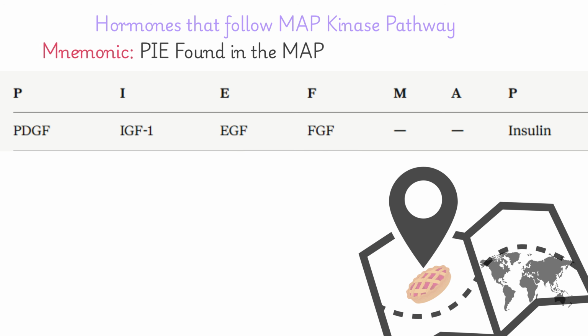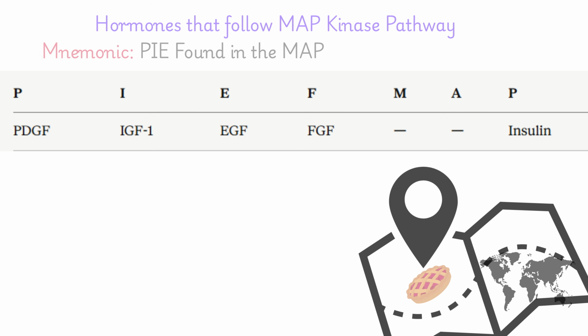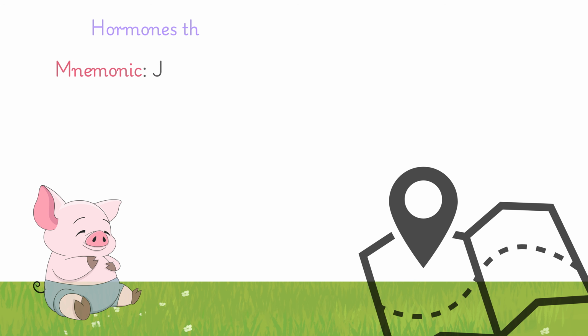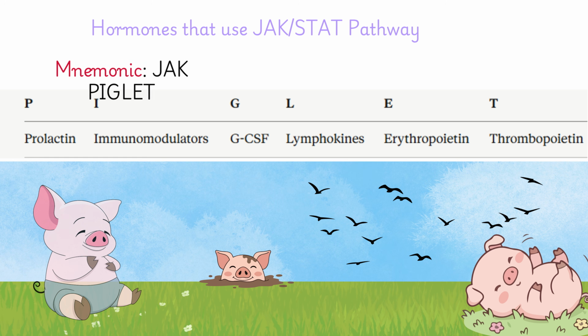P is for PDGF, platelet-derived growth factor. I is for IGF-1, insulin-like growth factor 1. E is for EGF, epidermal growth factor. F is for FGF, fibroblast growth factor. So all the growth factors here. Now moving on to the JAK/STAT pathway. The mnemonic is PIGGLET. P is for prolactin.